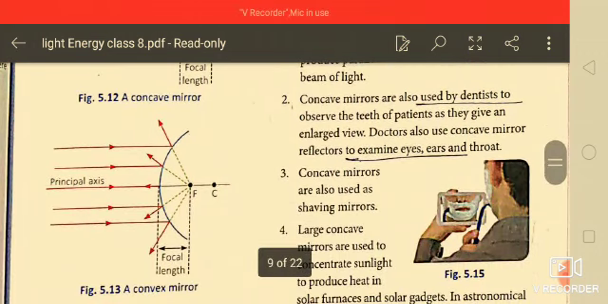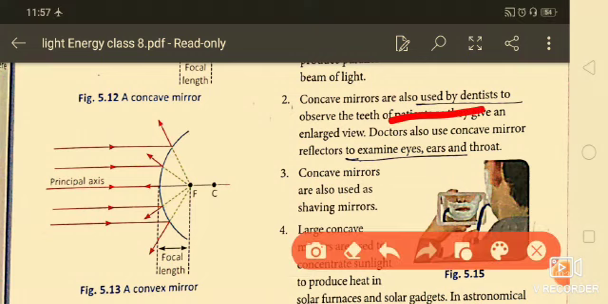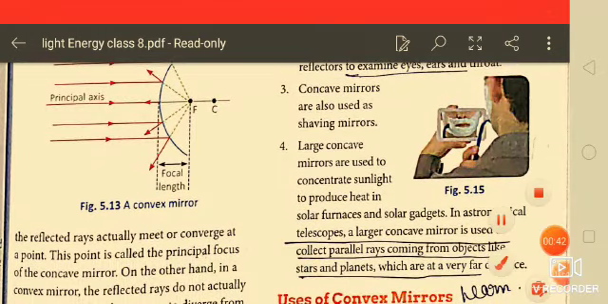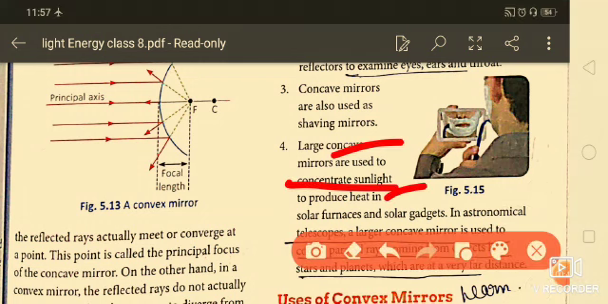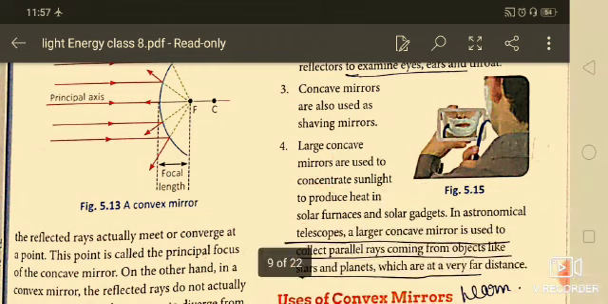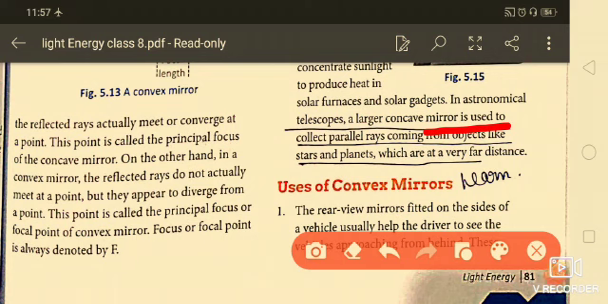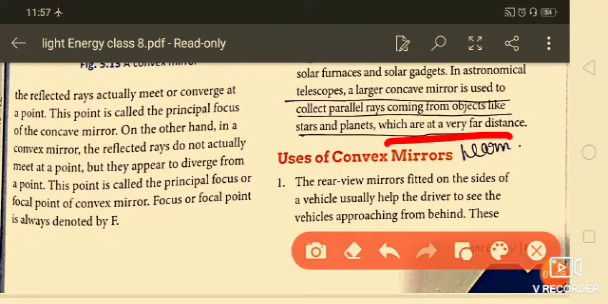And concave mirrors are also used by dentists to observe the teeth of patients. Okay. Now concave mirrors are also used in shaving mirrors, and large concave mirrors are used to concentrate the sunlight to produce heat in solar furnaces and solar gadgets. Next, it is also used in the astronomical telescope, where a large concave mirror is used to collect the parallel rays coming from objects like stars and planets, which are at a very far distance. So there are various uses of these concave mirrors.